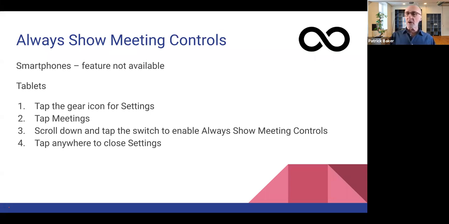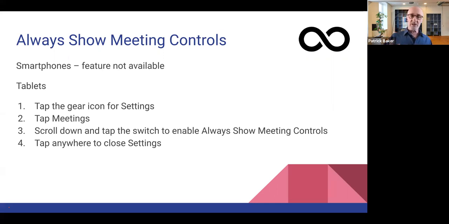So as far as making the meeting controls always visible, unfortunately, if you're using a smartphone, that feature is not available. So you have to always tap the screen for the meeting controls to appear if you're using a smartphone. However, if you're using a tablet, you can go through the steps that I listed here to make it so that the meeting controls, things like mute and the video, participants, those buttons that show up, are always visible.